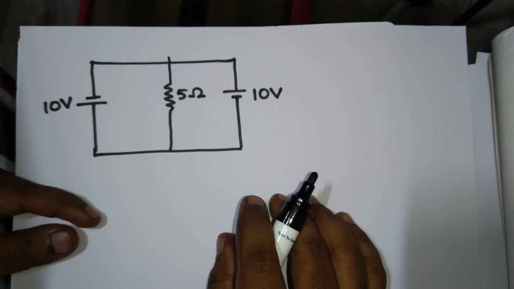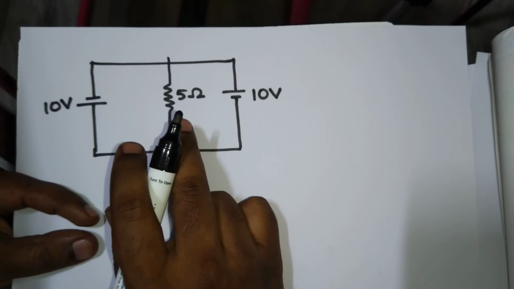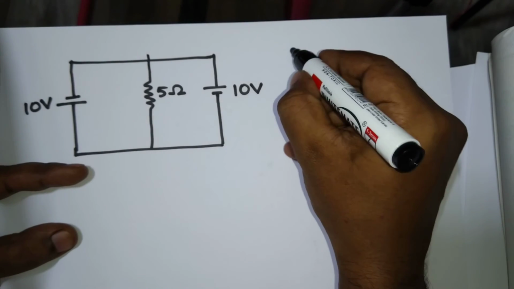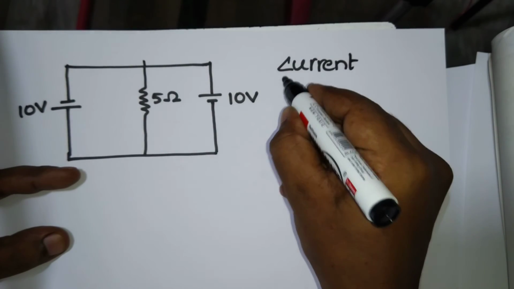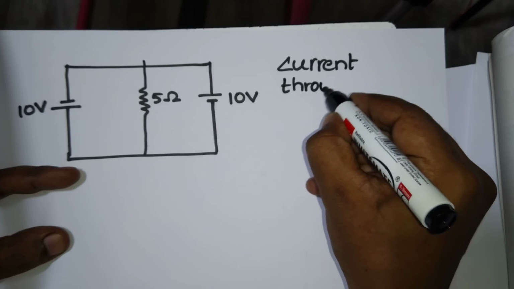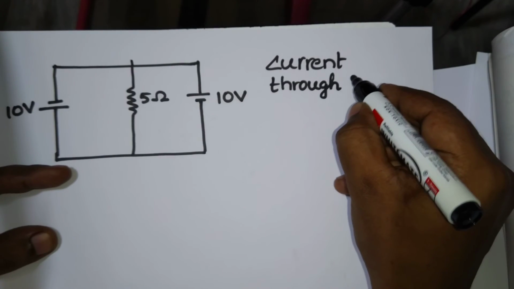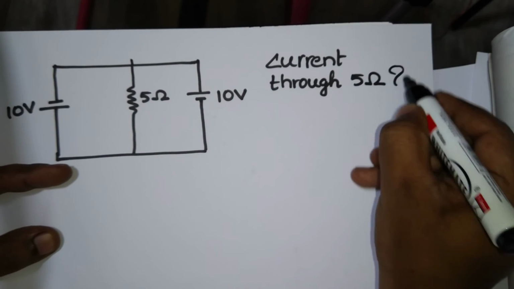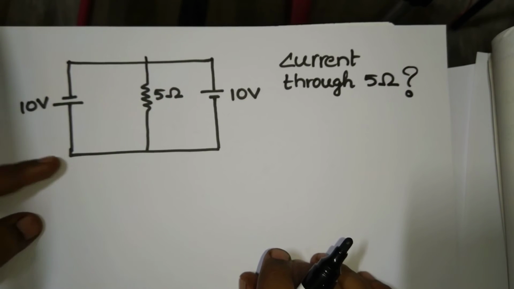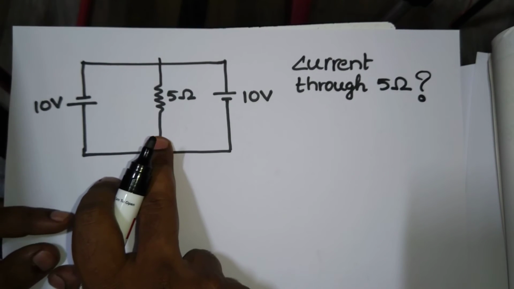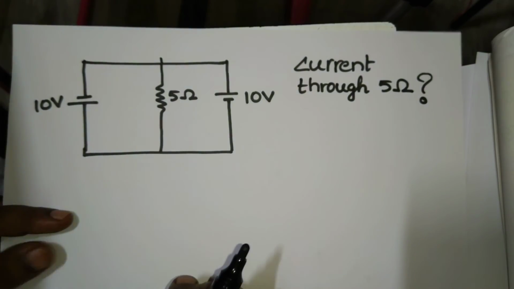Now again, if someone is asking you to find the current through this 5 ohms, how do you find this? Now across a passive component, no two different voltages can act.